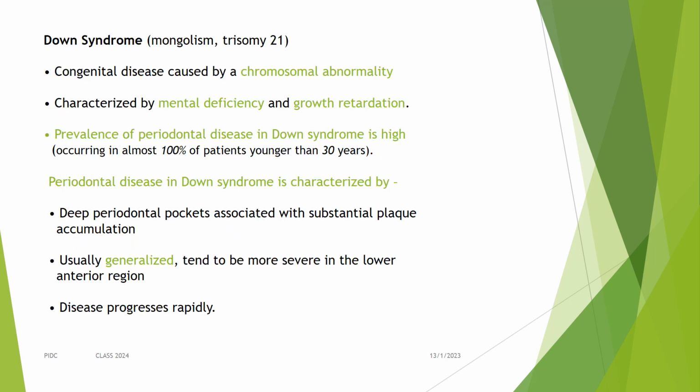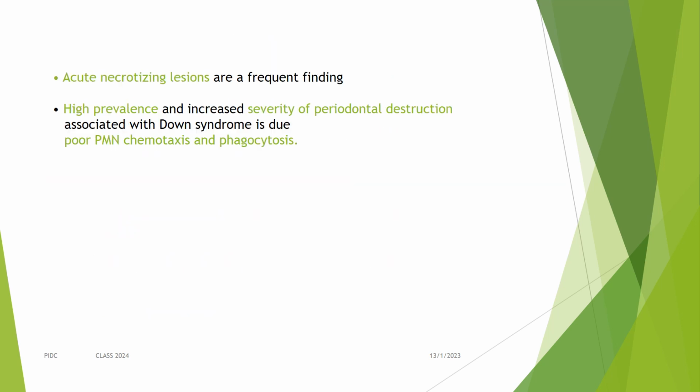So Down syndrome is a congenital condition caused by chromosomal abnormality, characterized by mental deficiency and growth retardation. Prevalence of periodontal disease in Down syndrome is generally high and is characterized by deep pockets with substantial plaque accumulation and is usually generalized. Acute necrotizing ulcerative lesions are common, and there is a high prevalence and severity of periodontal destruction.